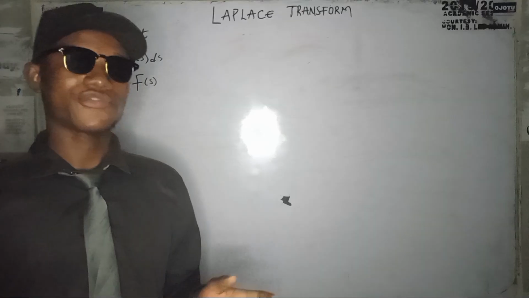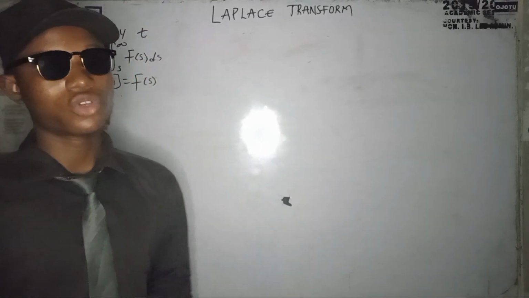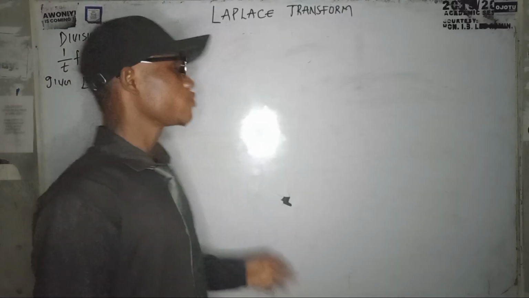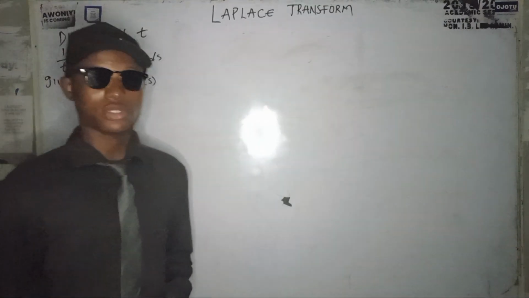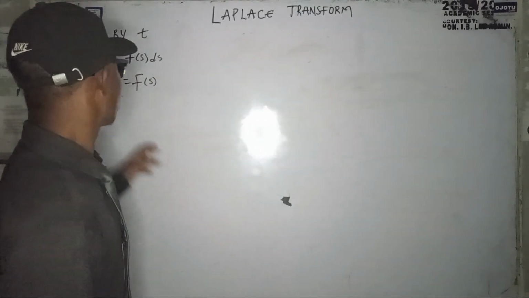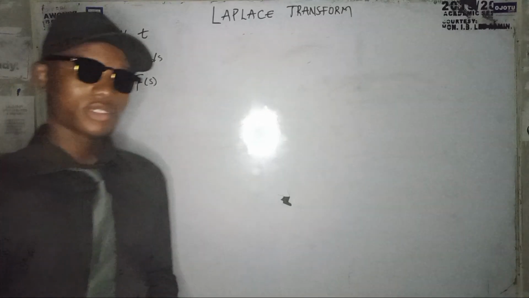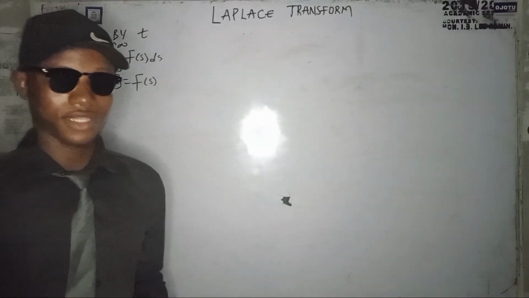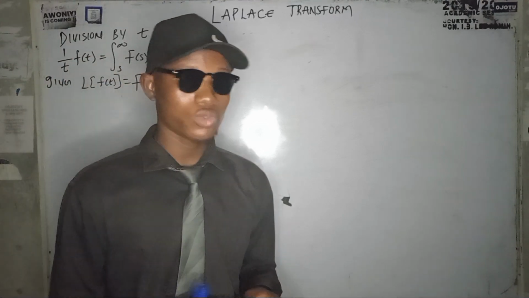And now we have talked about the multiplication by t. We have not talked about the division by t, like the division of a function of t by t. So now if we have 1 over t times f of t, or f of t divided by t, the Laplace transform is going to be equal to the integration from s to infinity of F of s ds, given that the Laplace transform of f of t is equal to F of s.